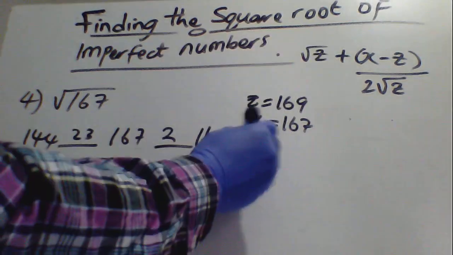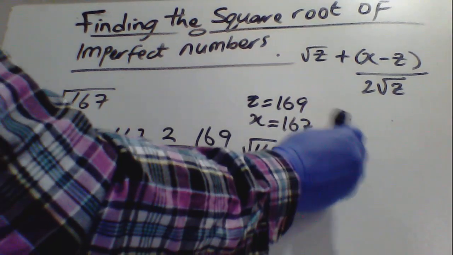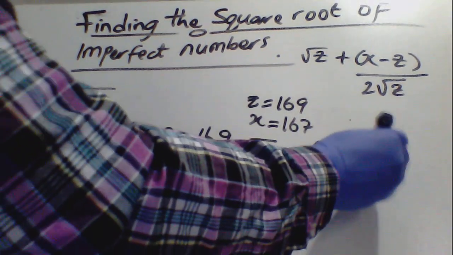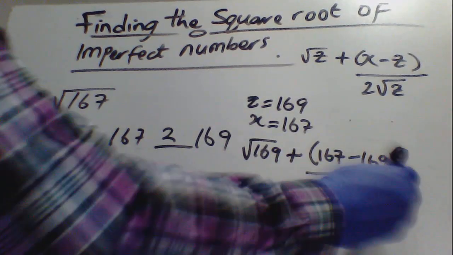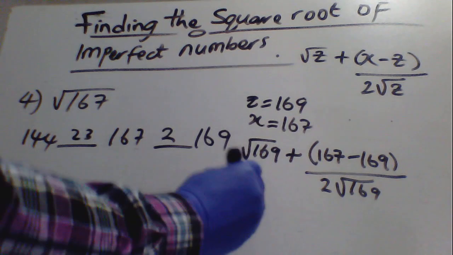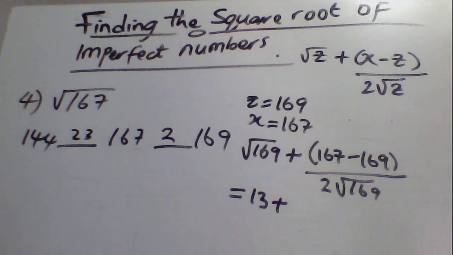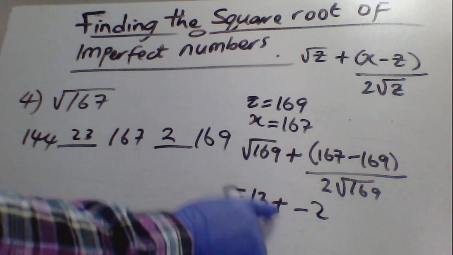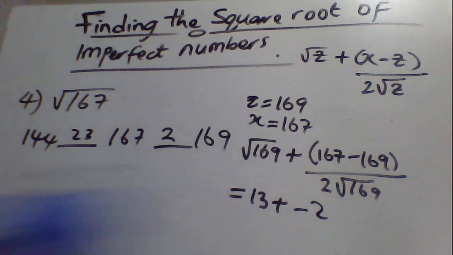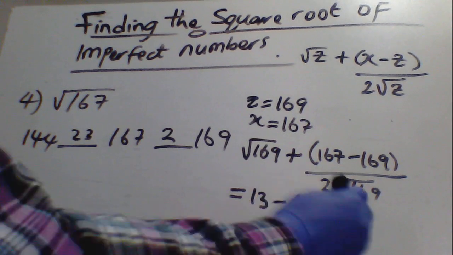Put it in the formula. You have the square root of 169 plus in bracket 167 minus 169 divided by 2 in bracket 169. So from here you have 13 plus 167 minus 169 will give us minus 2. So plus minus is minus. So in this case you put minus here, minus 2 in bracket.